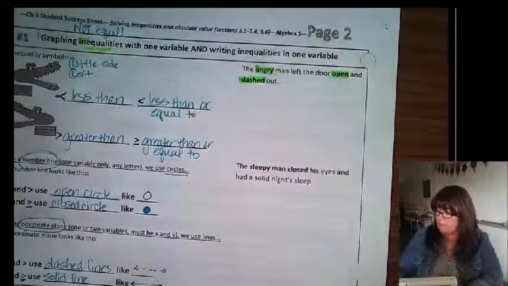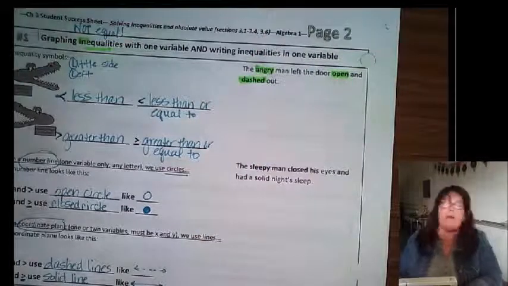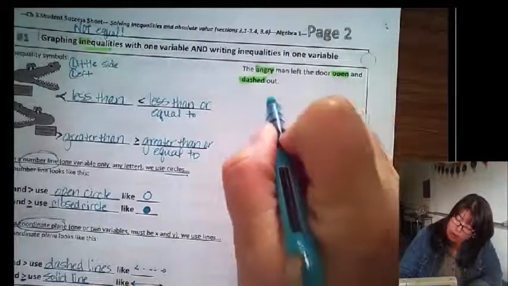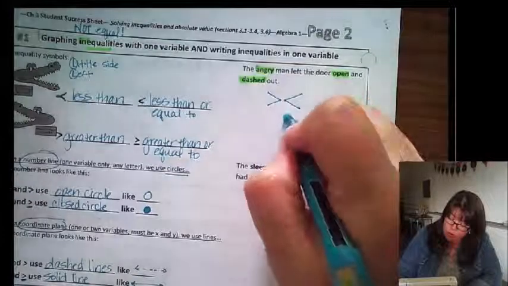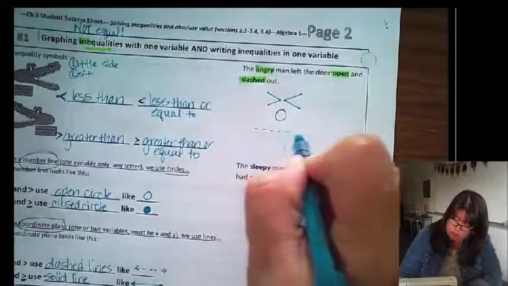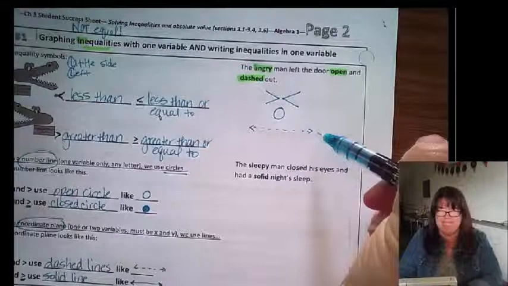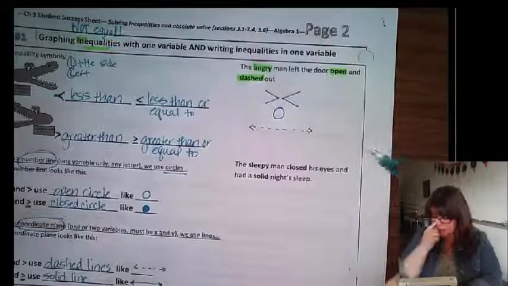Angry man left the door open and dashed out. Because if you're mad, you don't worry about the door, you just get out of there. So, angry man, we're going to draw our eyes like this. Like angry. Left the door open and dashed out. See how that looks like a little face? Like a little angry face? Angry man left the door open and dashed out. So mad.